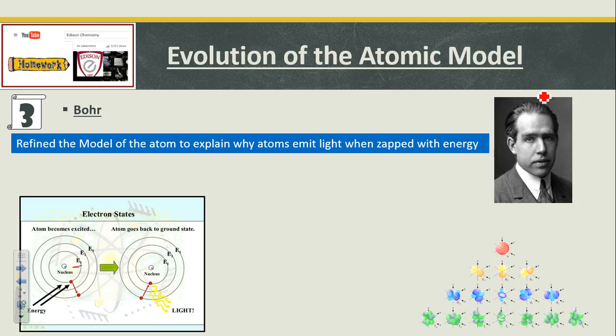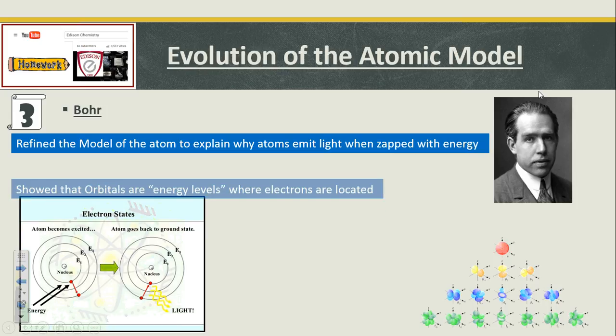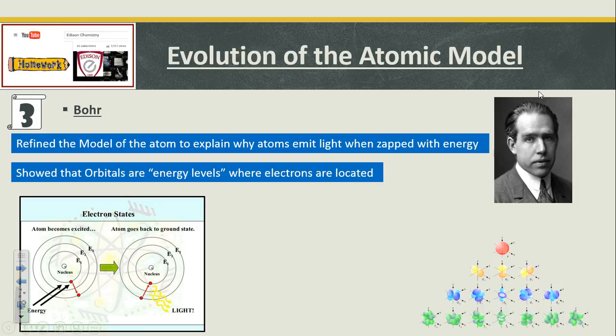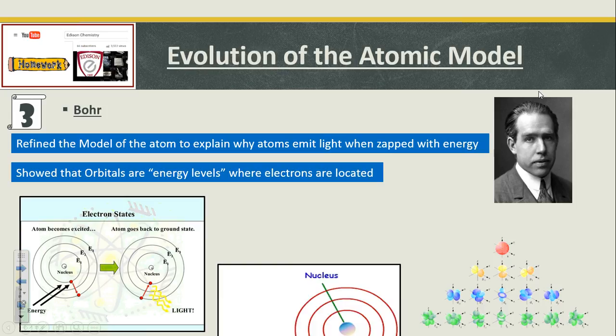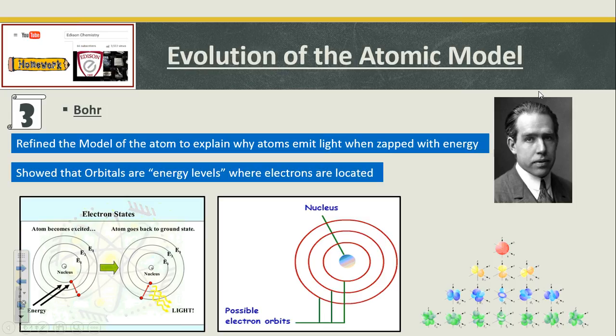It comes back down when it's not getting zapped with energy anymore. So what happens is it falls back down from 3 back to 1. So we went from 1 to 3, and when it falls back down, you can see that colored light comes out of a very specific wavelength. Related to that transition, how far the electron traveled determines the amount of energy and light and color of light that comes out. So he showed that the orbitals are truly actually energy levels where electrons are located, and that the possible electron orbits are just areas of probability, okay?